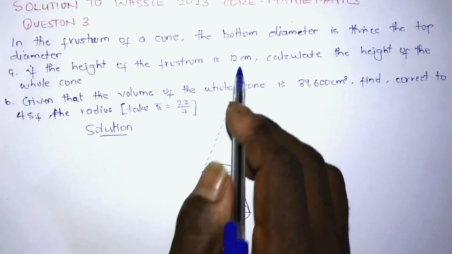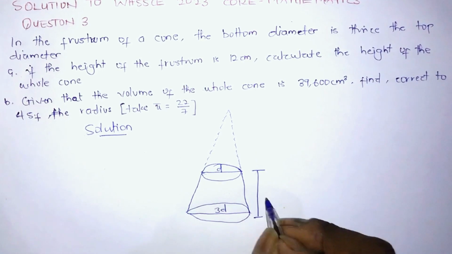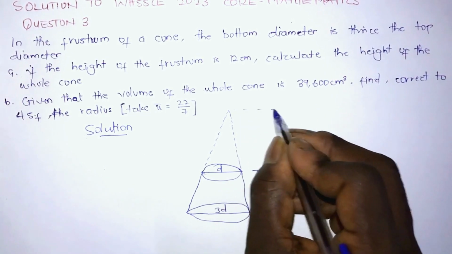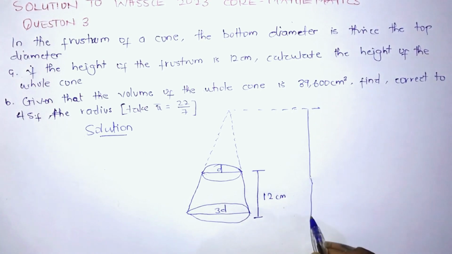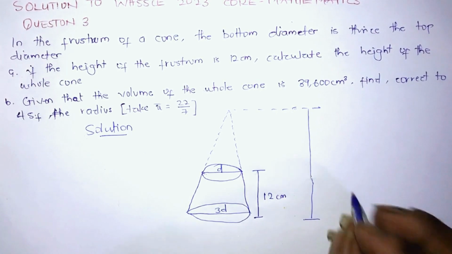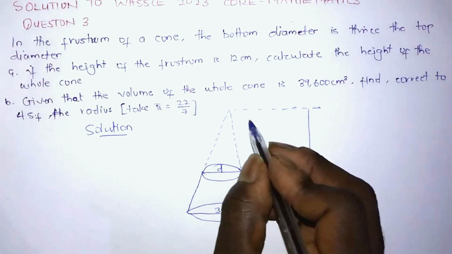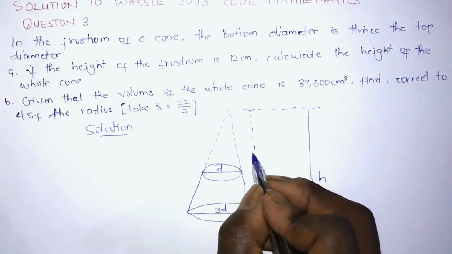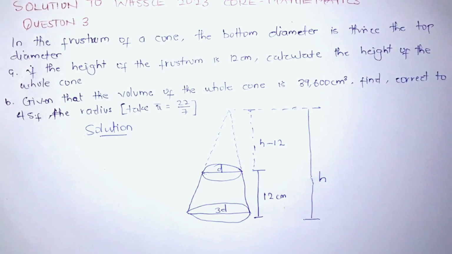And the height of the frustum is 12. So the height here is 12 centimeters. And already, this is going to be the height of the entire cone. So I'm using H to represent the height of the entire cone. So if H is the height of the entire cone and this side is 12, it means that this portion here is going to be H minus 12.